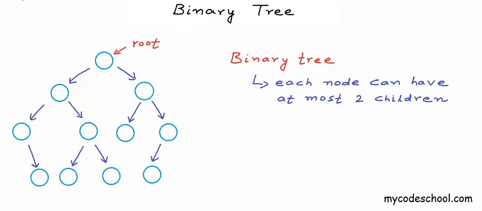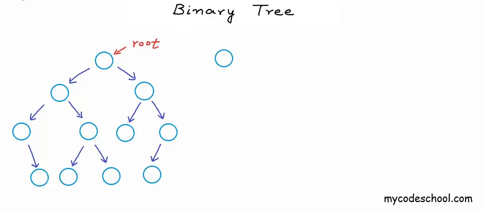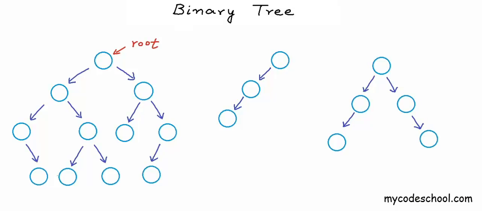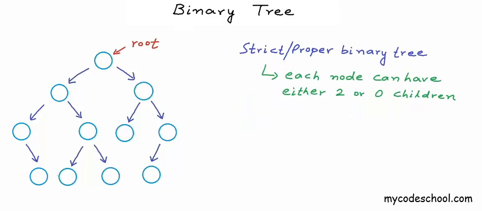Based on properties, we classify binary trees into different types. I'll draw some more binary trees here. If a tree has just one node, then also it's a binary tree. This structure is also a binary tree. This is also a binary tree. Remember, the only condition is that a node cannot have more than 2 children. A binary tree is called strict binary tree or proper binary tree if each node can have either 2 or 0 children. This tree that I'm showing here is not a strict binary tree because we have 2 nodes that have 1 child. I'll get rid of 2 nodes, and now this is a strict binary tree.